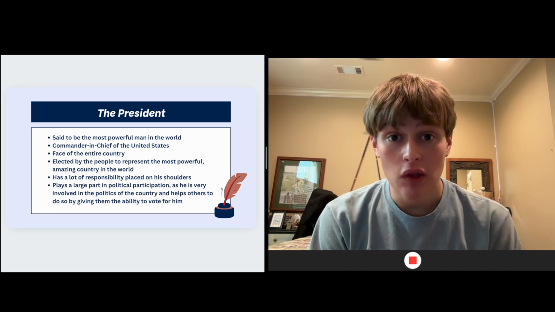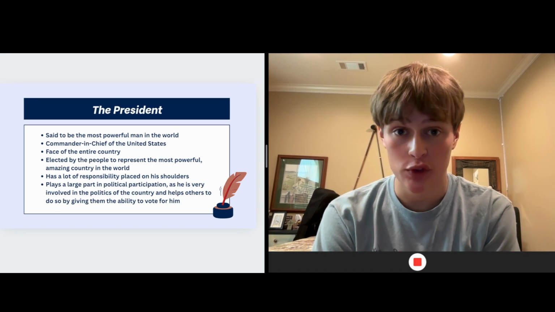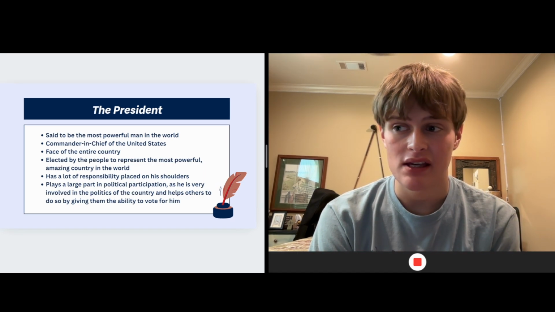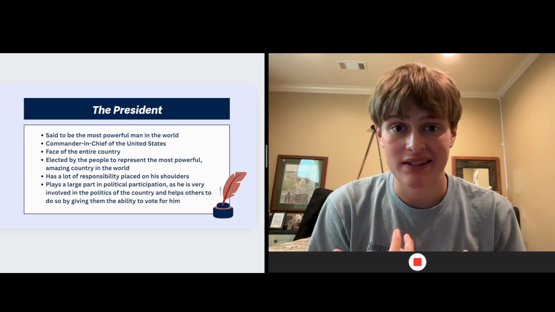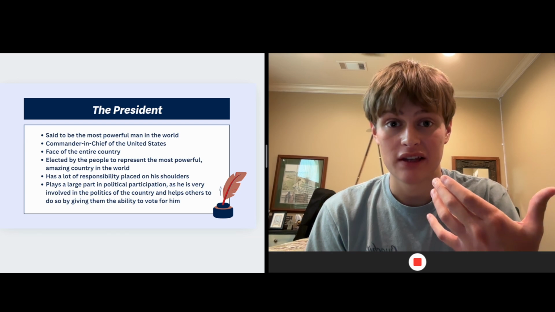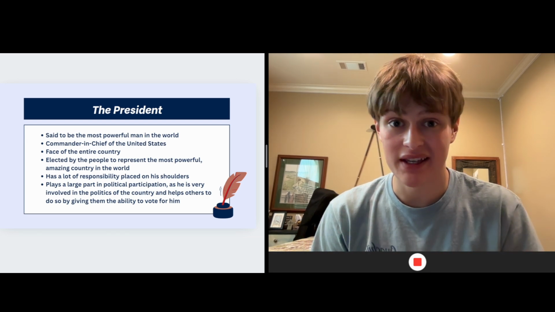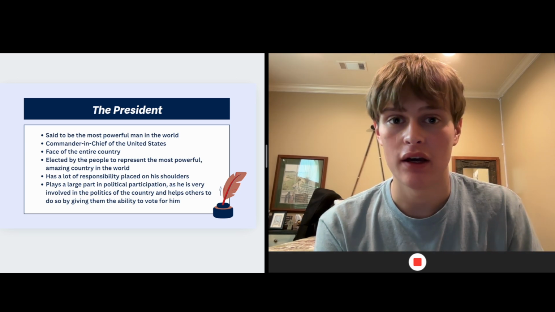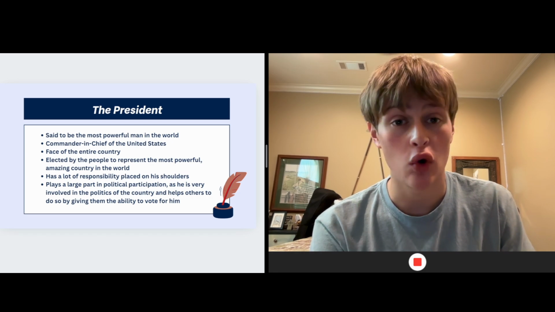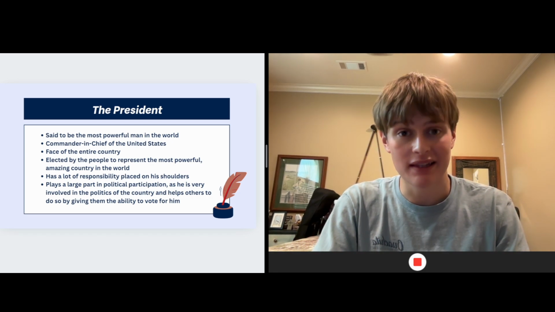And he plays a large part in political participation as a whole. He enables people to vote for him, and he is honestly impacting government as best he can as he is involved in the entire process itself. He's not just voting, he is running for office. He is playing a part in the democracy as a whole and the running of the country. So it's a very important job, not something to take lightly.